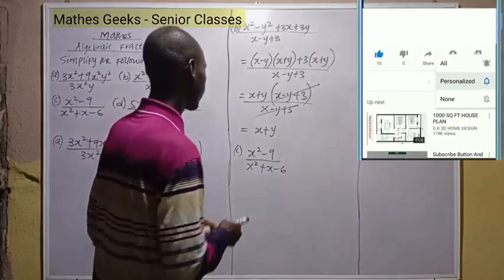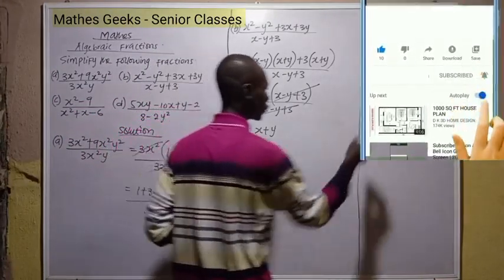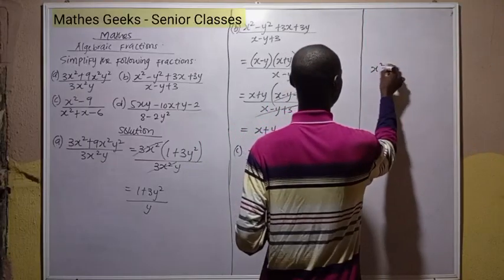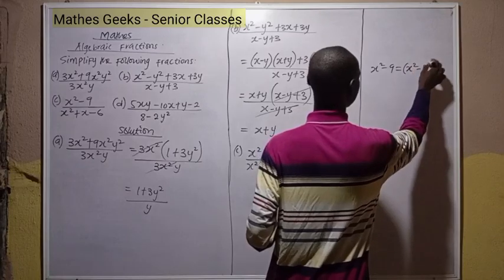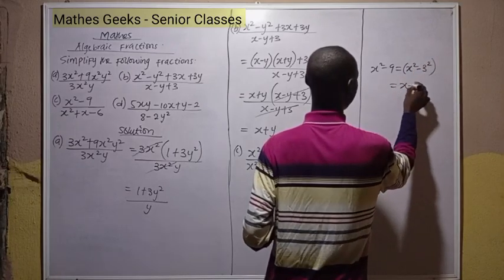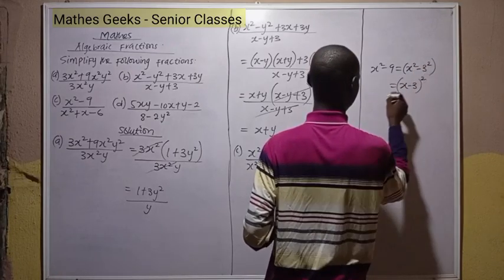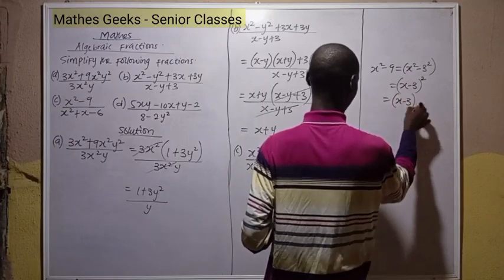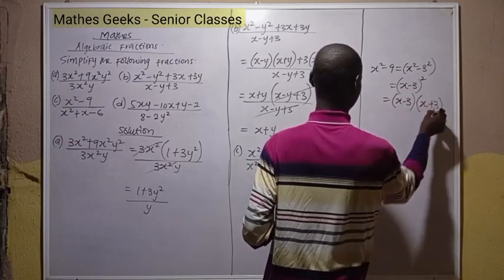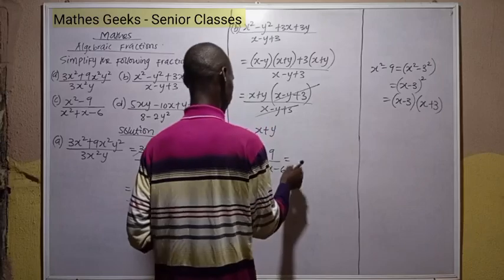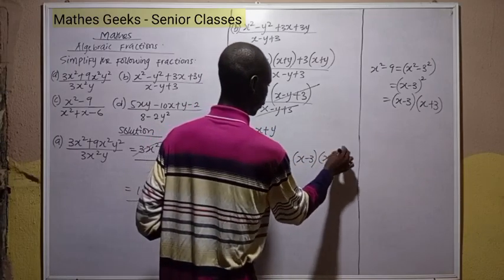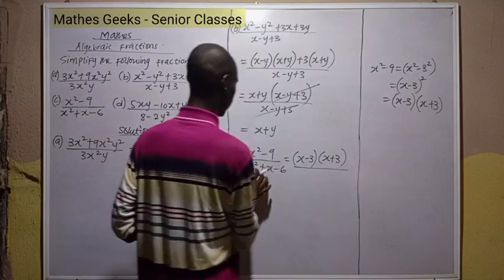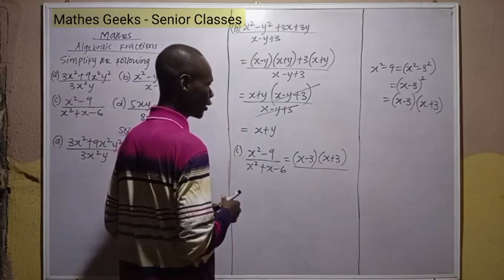So for the numerator, it's the difference of two squares. So x squared minus 9 equals x squared minus 3 squared, which is equal to x minus 3 and x plus 3. So this is what we're going to put on the numerator: x minus 3 and x plus 3. Now the denominator will also be simplified.